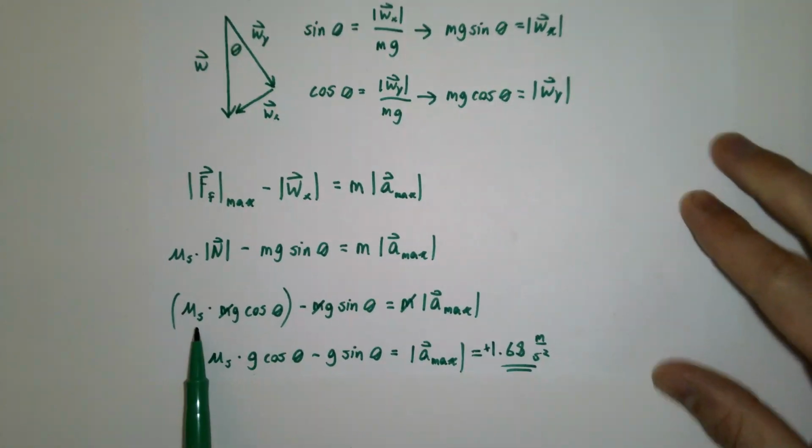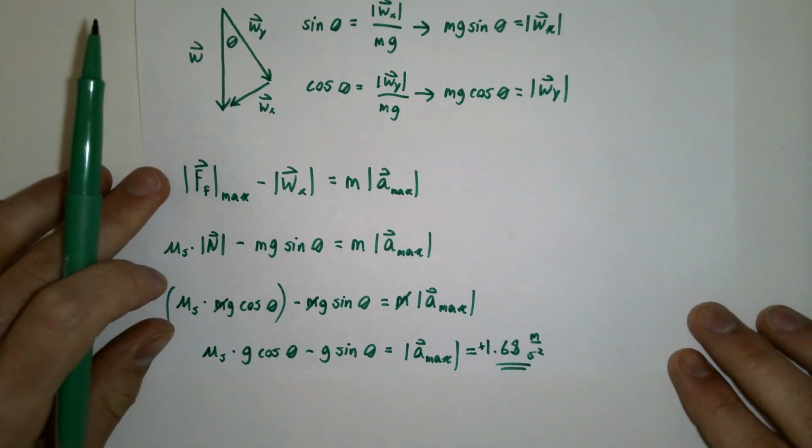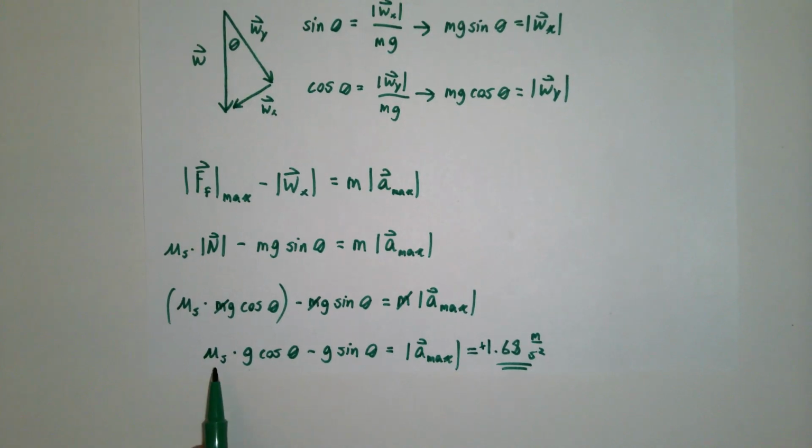With those substitutions, we can cancel m, or divide both sides by m, and finally input our values: mu sub s at 0.350, g at 9.80 newtons per kilogram, cosine of 10 degrees, same g we just mentioned, sine of 10 degrees. Putting that in our calculator, we get an acceleration of 1.68 meters per second squared along the incline, which is the maximum acceleration our crate can undergo without slipping, or without the frictional force being too weak to support that acceleration. All right, thank you.